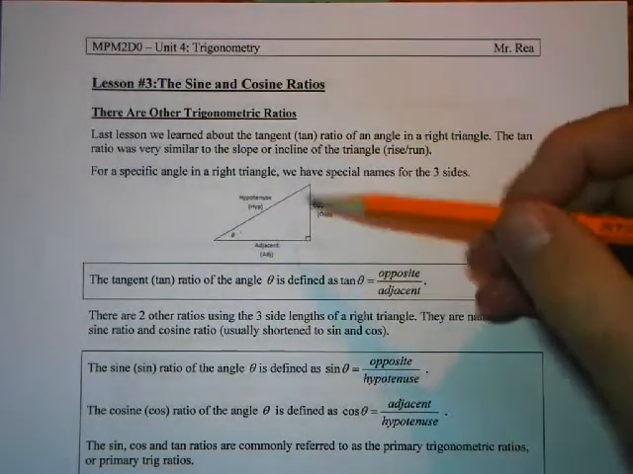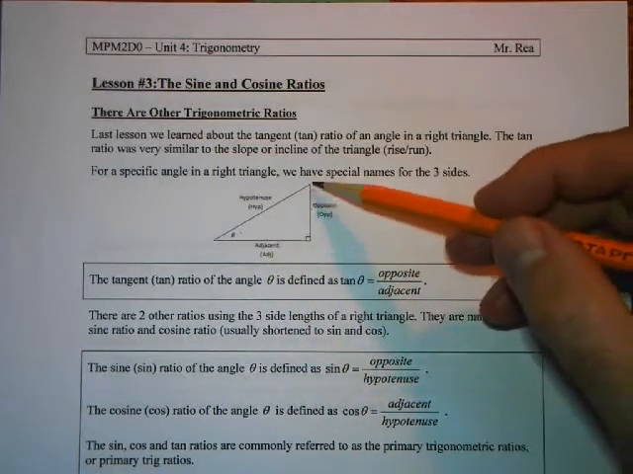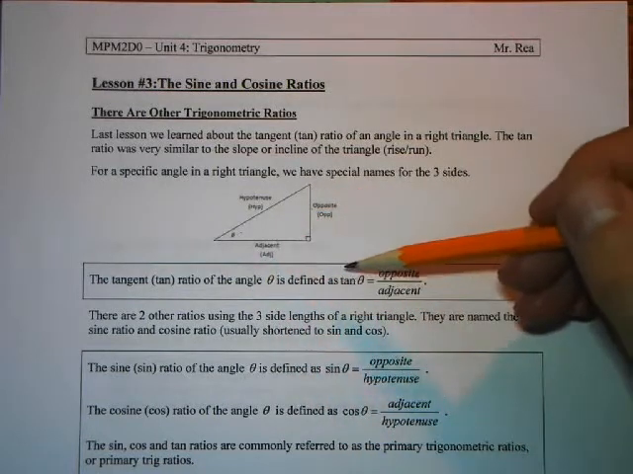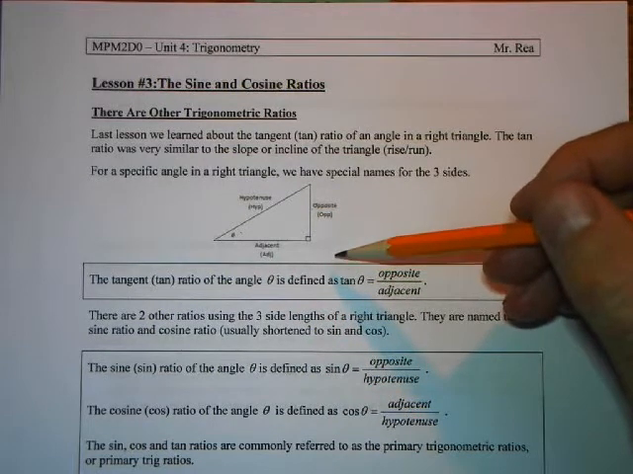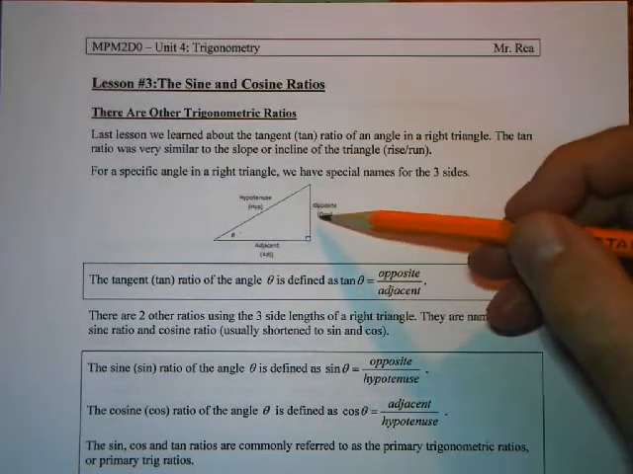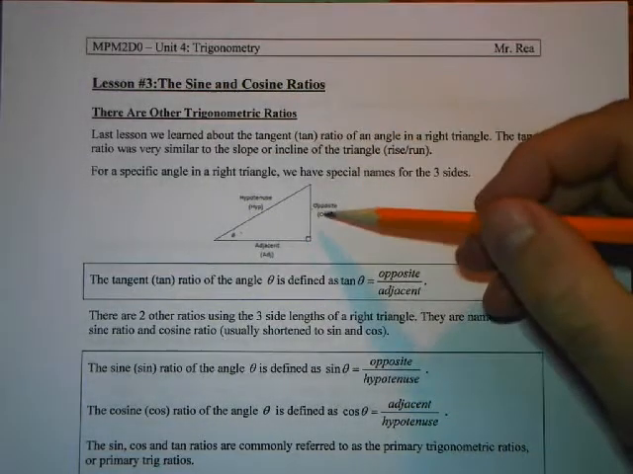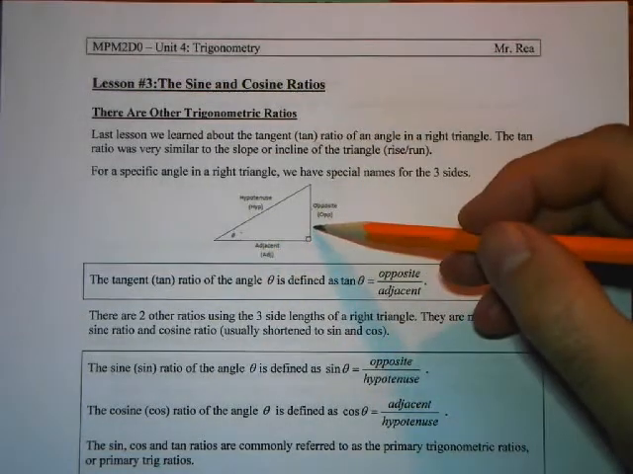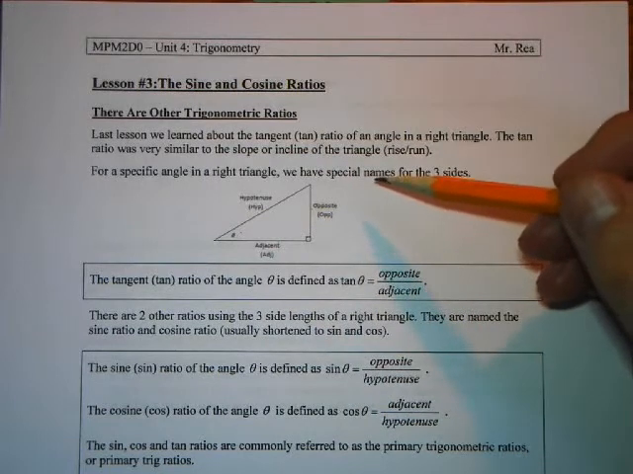Now the reason why we started with this choice of sides is that opposite over adjacent is really the same as slope, rise over run. So the tangent ratio could also be called the slope ratio. We don't usually call it that, but it's directly related to slope. Okay, so the tangent ratio is the slope.